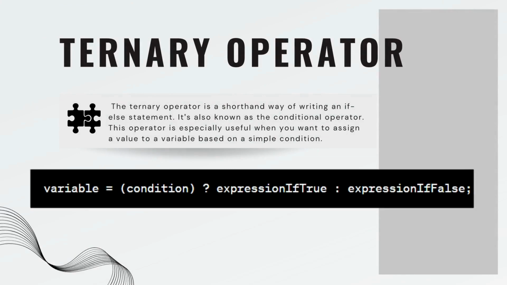The ternary operator is a shorthand way of writing an if-else statement. It's also known as the conditional operator. This operator is especially useful when you want to assign a value to a variable based on a simple condition and is used widely in production environments. Let's now implement these topics in IntelliJ.